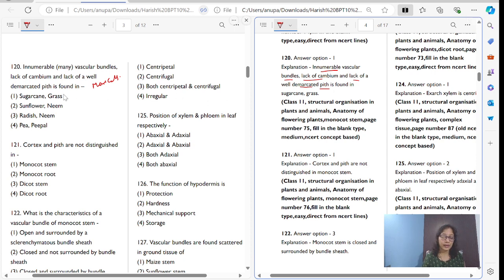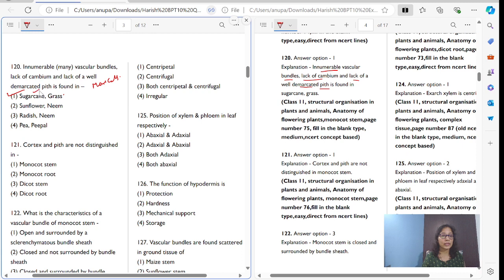The options are sugarcane, grass. So this is the right answer because sugarcane and grass both are monocot. Now let's see the other options. Next option is sunflower, neem. Sunflower is dicot, so this could not be the answer. Third option is radish and neem. Radish is again a dicot plant, hence this will also not be an answer. And the fourth option is peepal. Peepal is again dicot. So the correct answer for this question will be option number 1, sugarcane and grass.